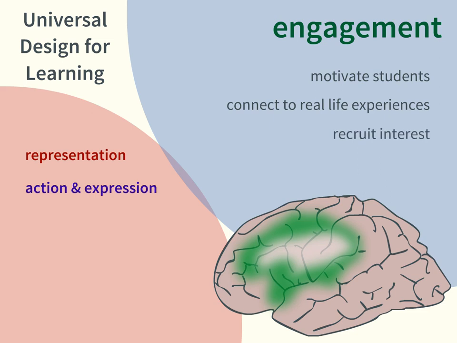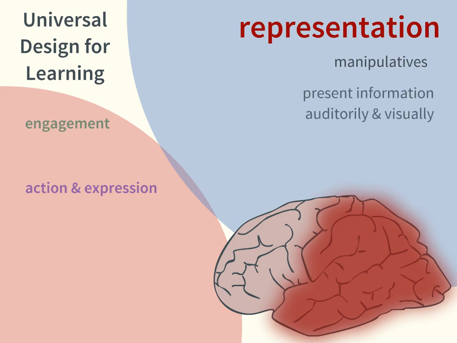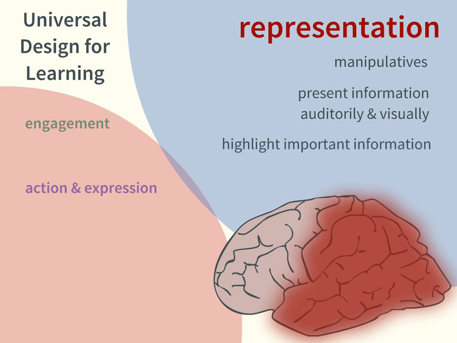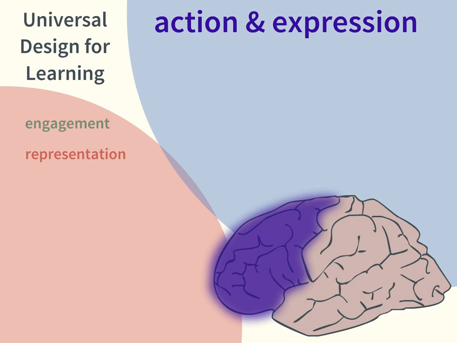The second principle, providing multiple means of representation, is how we present information to students so they can connect it to their prior knowledge. One example is using manipulatives in math to symbolically represent numbers. Additionally, we can present information either auditorily or visually or both. We can highlight information we would like students to note as important. We can also activate students' background knowledge, the goal being that students take information they have already mastered and generalize that into new learning.